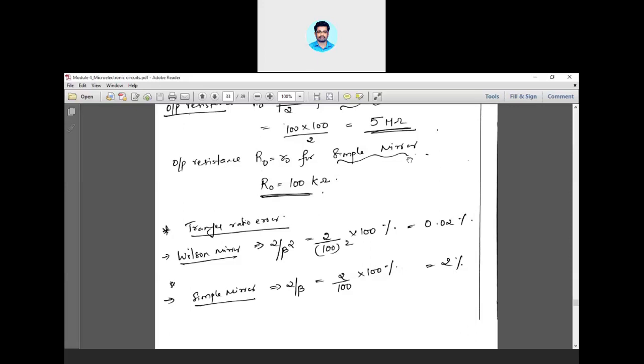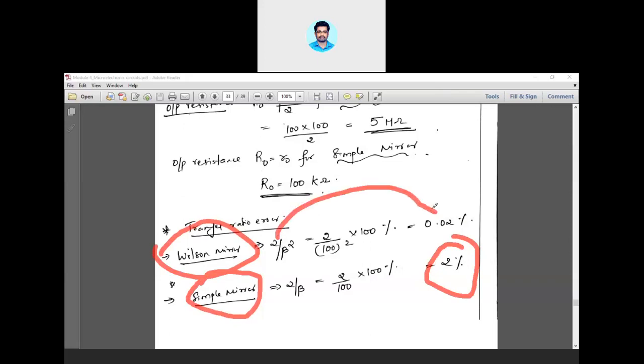So you won't get a 1:1 exact ratio for a simple mirror. Though you are expecting a 1:1 ratio, because of this high percentage of error in a simple mirror, you won't get 1:1. While in a Wilson mirror, there is a chance to get 1:1 because the error is 2 by beta square. You know the 2 by beta square's value is quite close to 0.02 percent, which means it can be negligibly small.